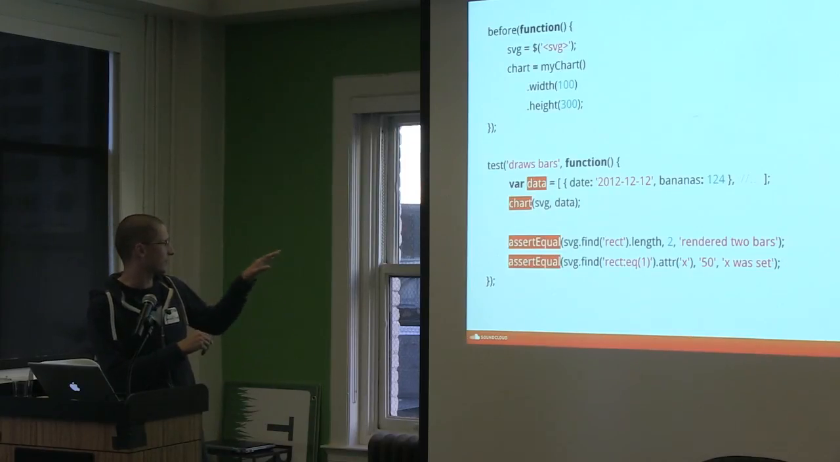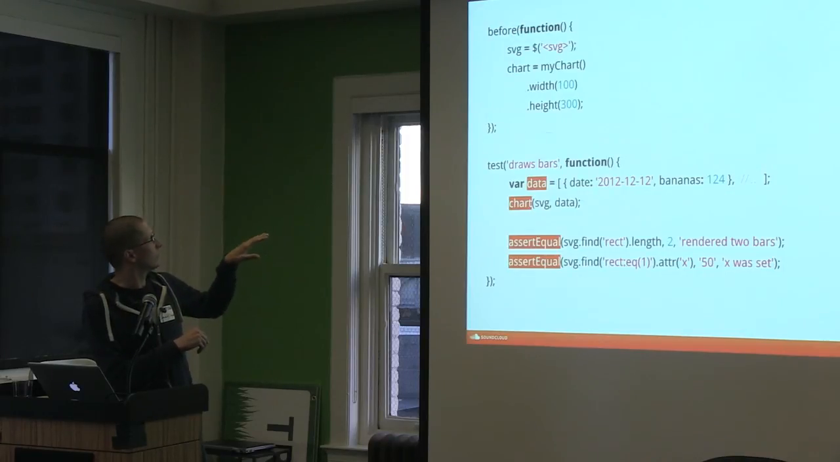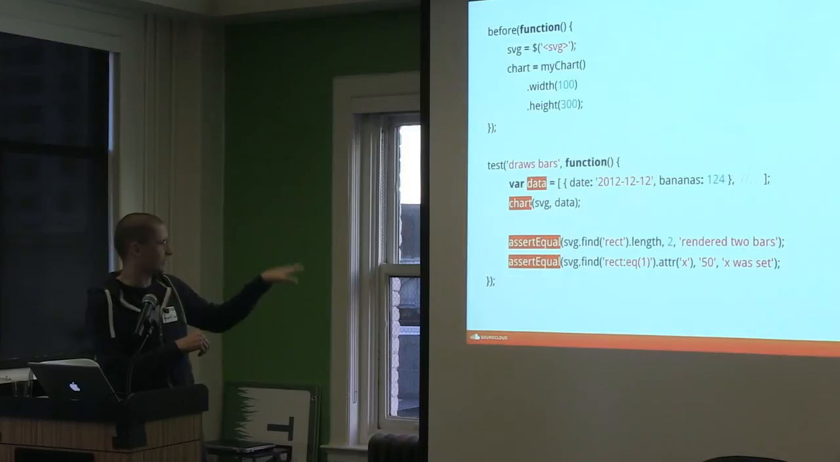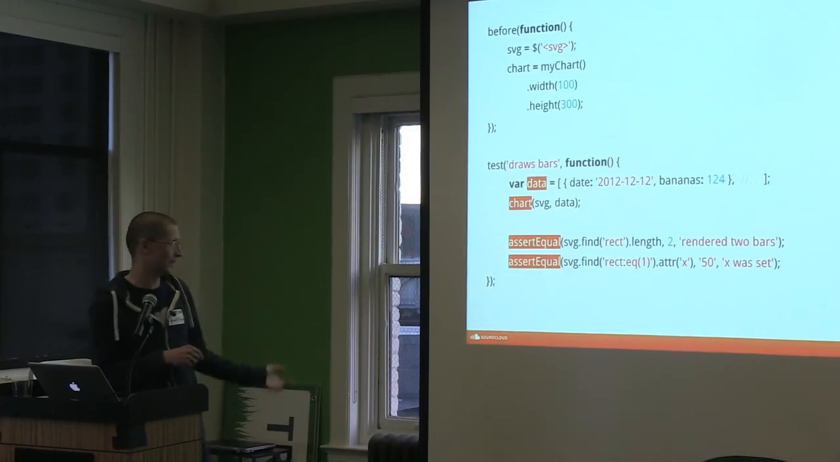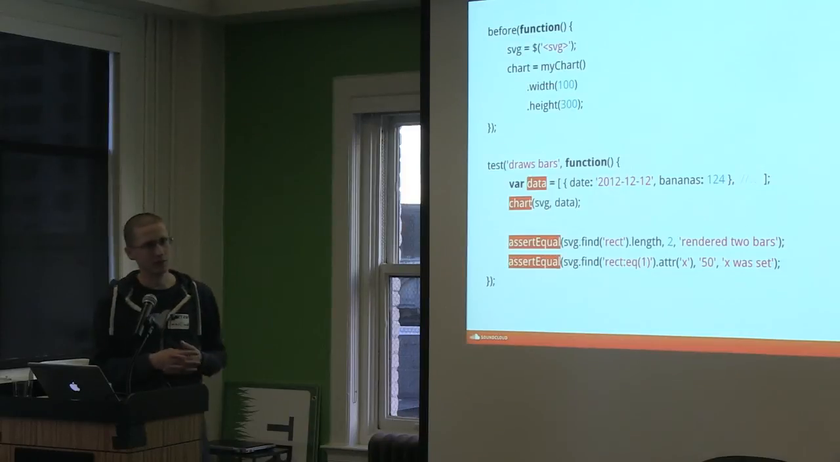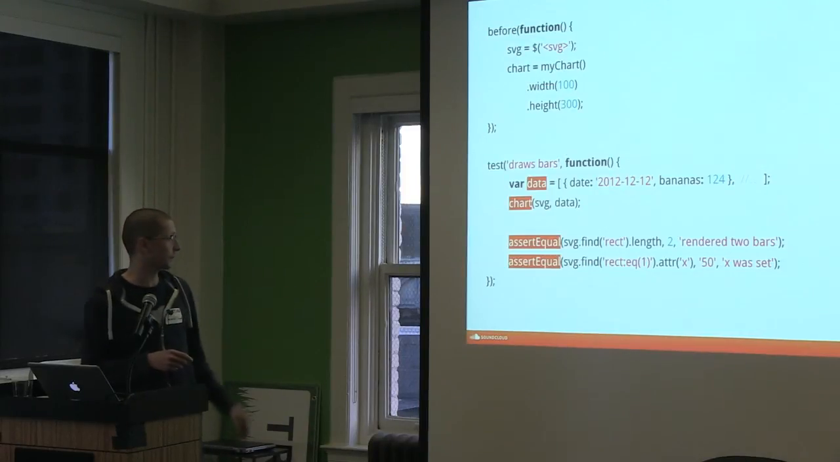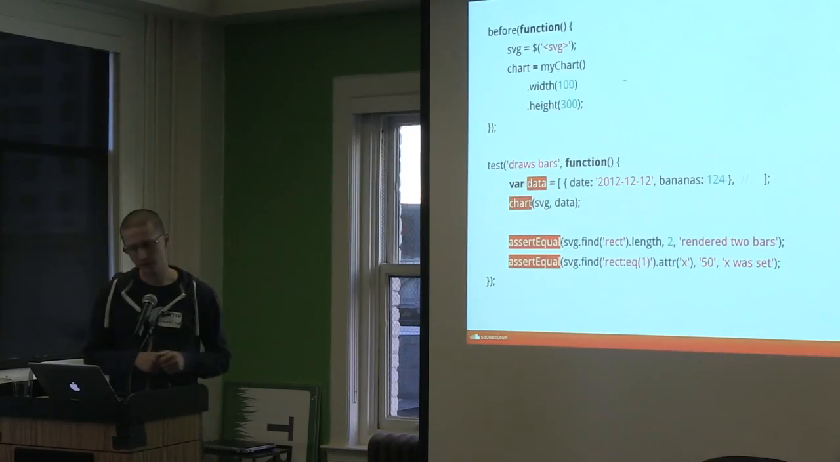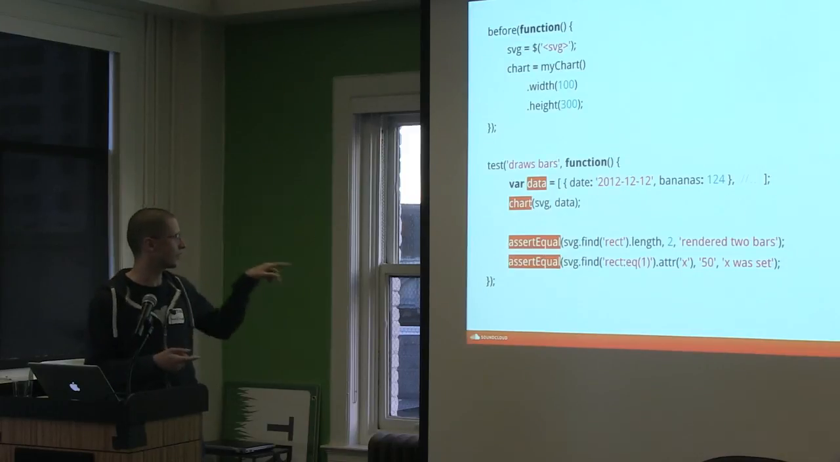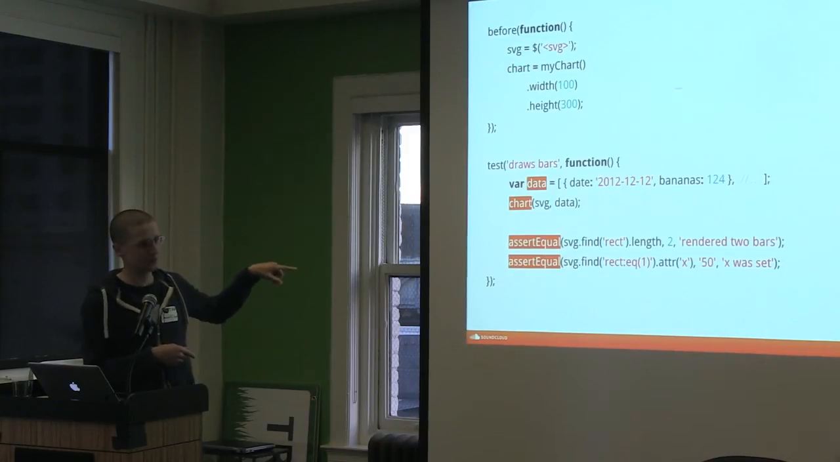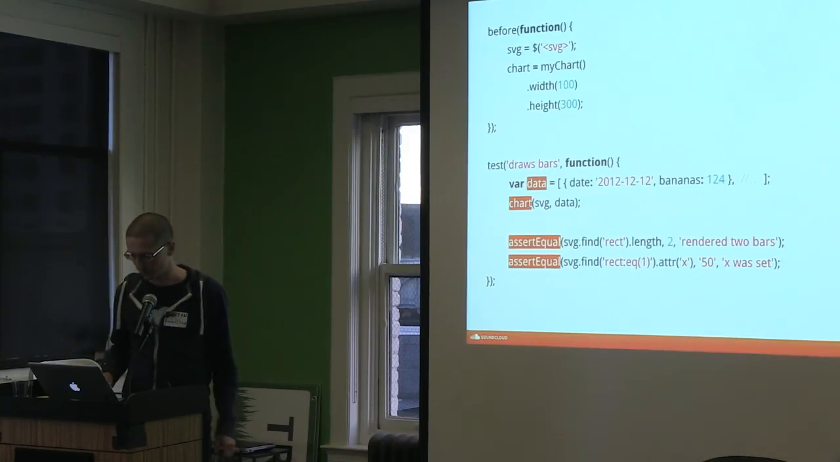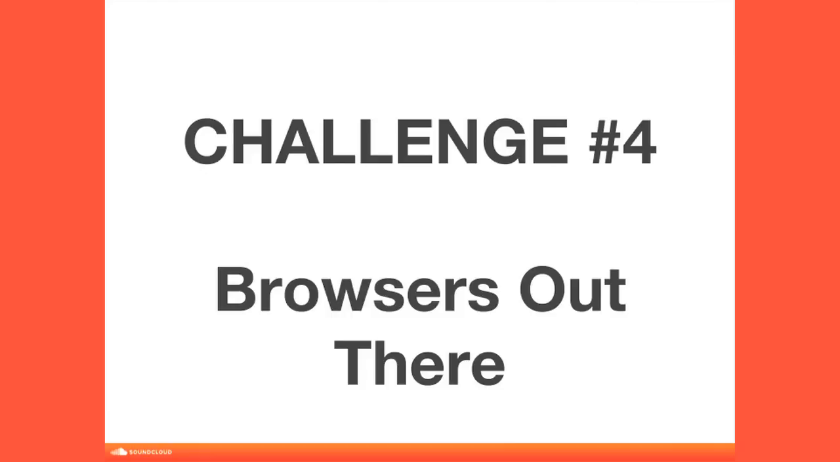So we create the test data, we call the chart function with the test SVG and the test data, and we make some assertions like, has this function created two rectangles, which means we wanted to probably render as many rectangles as the data points are. Or you can assert some attributes to be set by d3. This is actually a bad test because these asserts should be in separate tests, but whatever. Good. So much about testing.